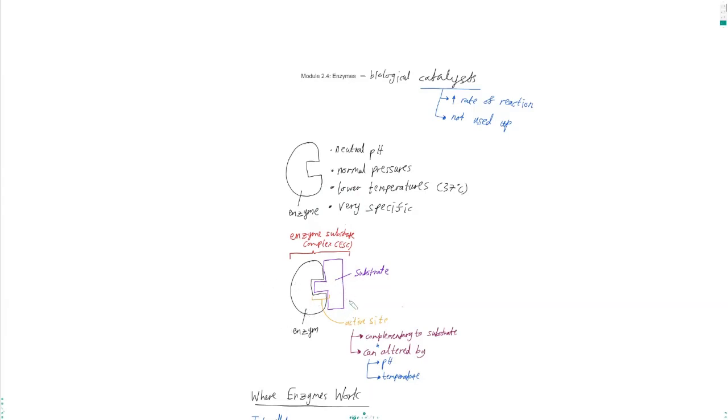Enzymes have an active site, which is where the substrate binds and where the reaction happens. When the enzyme and the substrate bind together at the enzyme's active site, this is known as the enzyme-substrate complex. The active site is complementary to the substrate, and it can be altered by both pH and temperature.